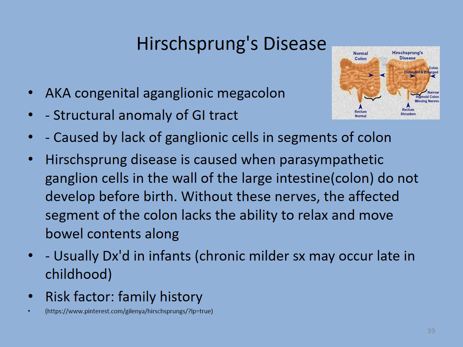So Hirschsprung's disease is caused by the lack of ganglionic cells in parts of the colon, and it happens in utero when the parasympathetic ganglion cells that all of us have in the wall of our large intestines do not develop. And in these parasympathetic ganglion cells are the nerves that cause the colon to contract and relax and move the bowel contents through so that you're able to go to the bathroom and poop. These kids don't have those parasympathetic cells. So we usually see it in infants.